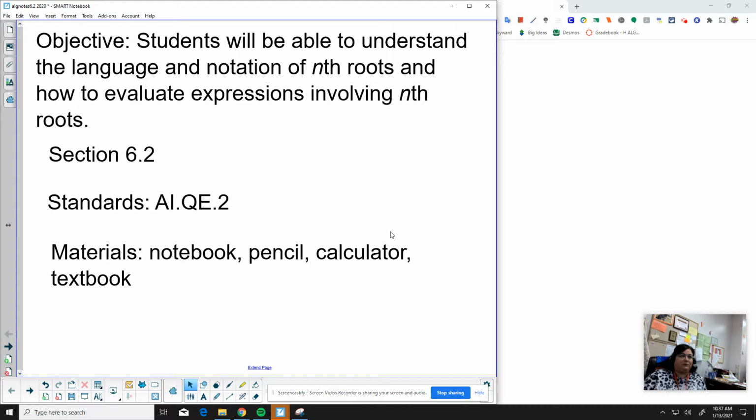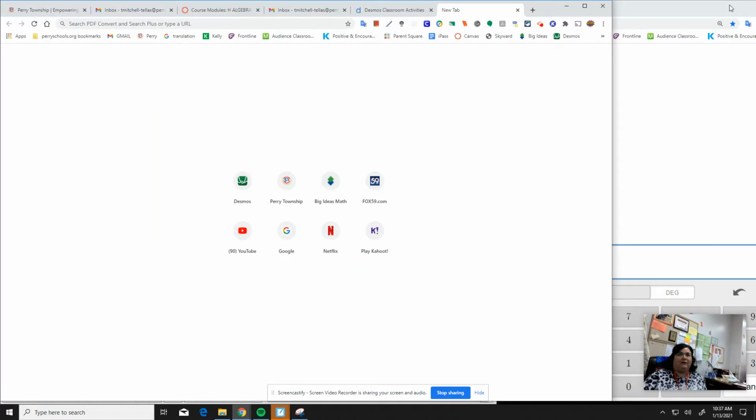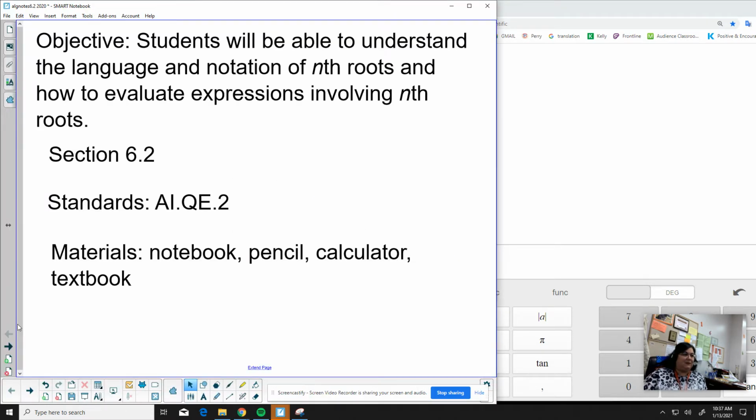We're going to be covering 6.2, which is understanding the language and notation of the nth roots and how to evaluate those expressions. So I've split my screen. I've got half my screen with the notes, the lesson, and then the other part, the decimals calculator. All right, so here we go.